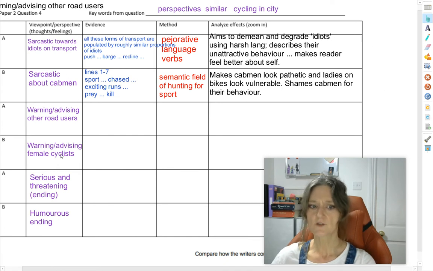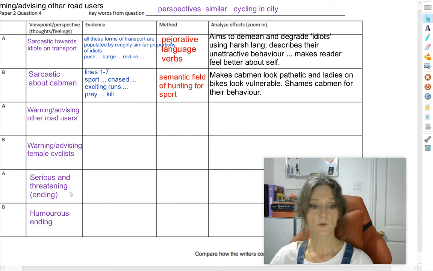For the rest, I've just done some notes. So when you've finished watching this video, if you're revising and you've got the paper printed out, perhaps you could have a go at filling in the rest of this grid using my ideas for the viewpoints and perspectives, the thoughts and feelings of both writers. So I've got that he is warning and advising other road users, whereas she is warning and advising female cyclists. So see if you can find that evidence.